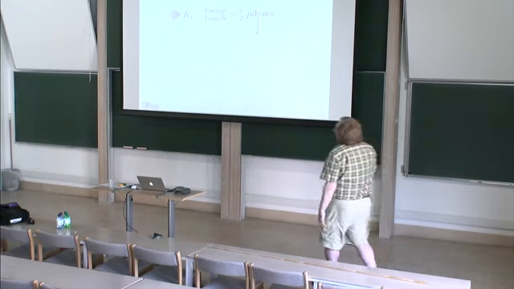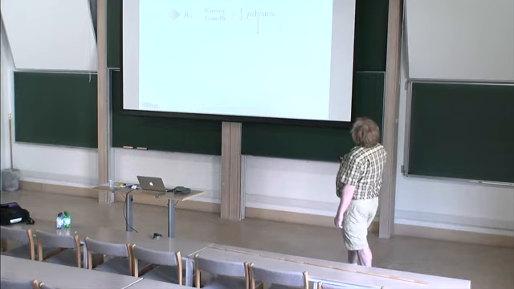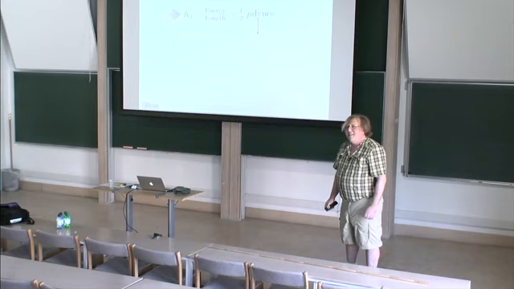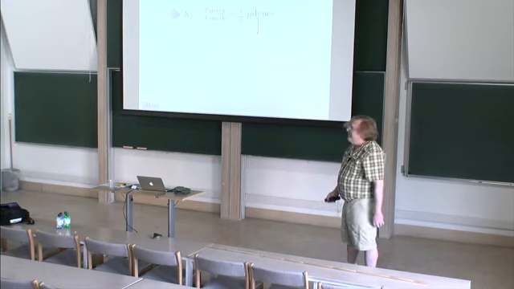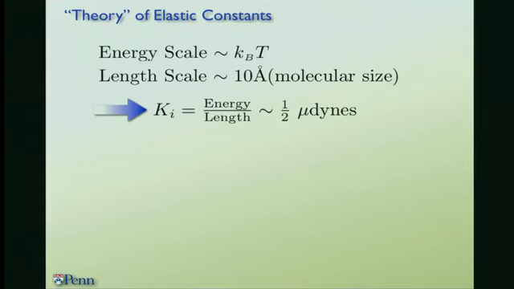Okay, the elastic constants have units of energy per unit length. You can put room temperature, a 40th of an electron volt, divided by 10 angstroms. It's bad units, I know. It's half a microdyne. So that's just an estimate. That's a back of the envelope estimate of what the elastic constants ought to be.